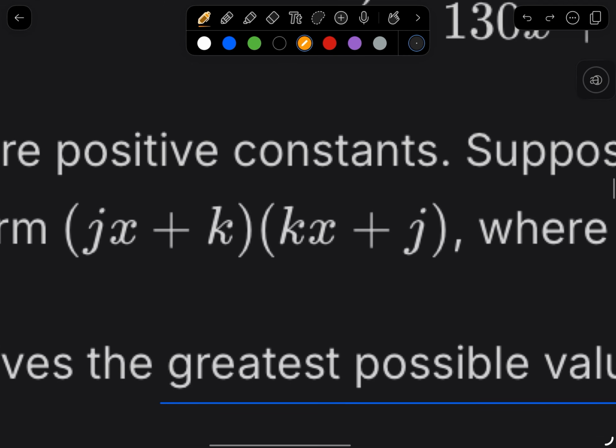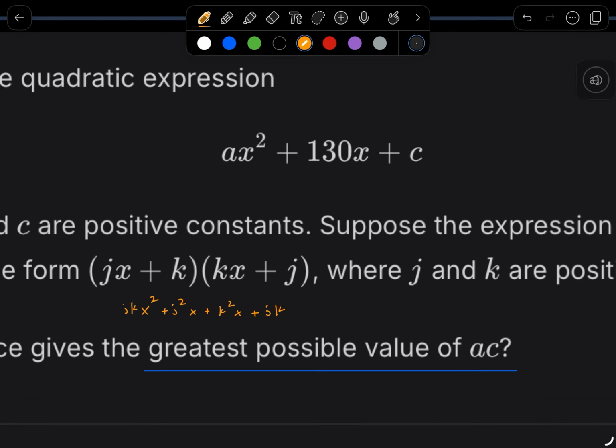When you do that, just use FOIL. So you have jk x squared plus j squared x plus k squared x plus jk. So that's what you get when you expand all of this. Now, why did I say expand? Well, because they give us that these two expressions are equal to each other. They're just written differently, but they're the same.